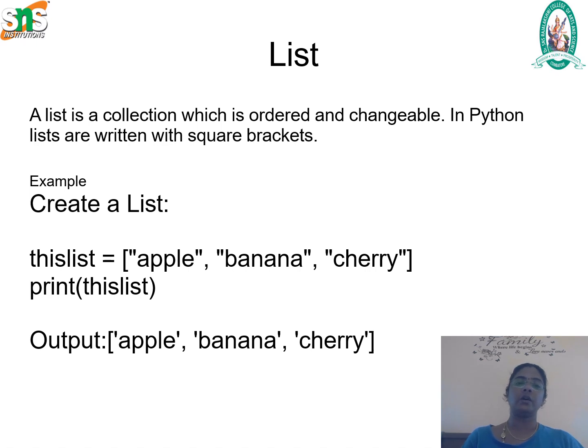While creating a list, first we have to give the list name followed by the assignment operator, the equal to sign, and then within the square brackets we can give the elements of the list. So this list equals apple, banana, cherry. Instead of this list you can give fruits, because the list name is a user defined name. Print this list, and the output will display all the elements present in the list.